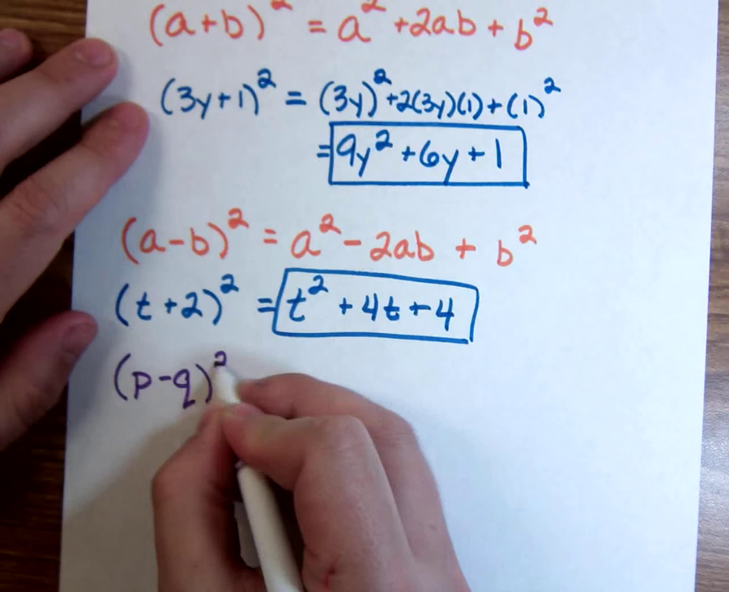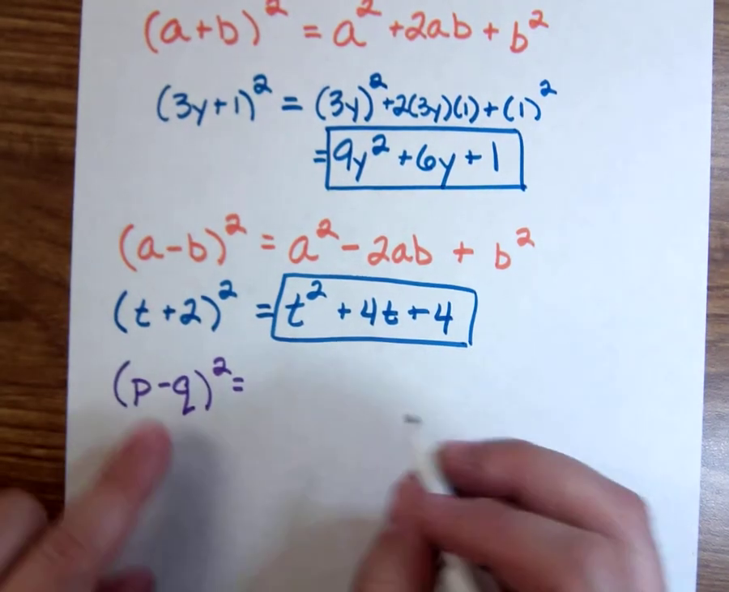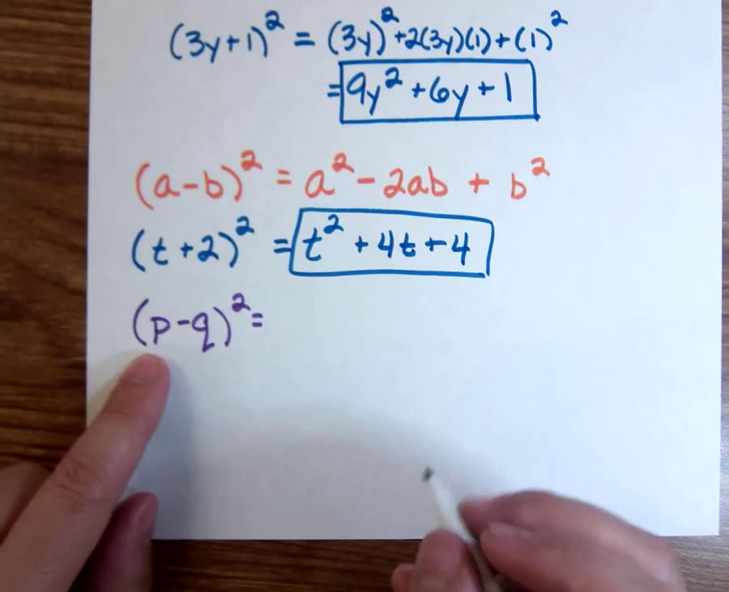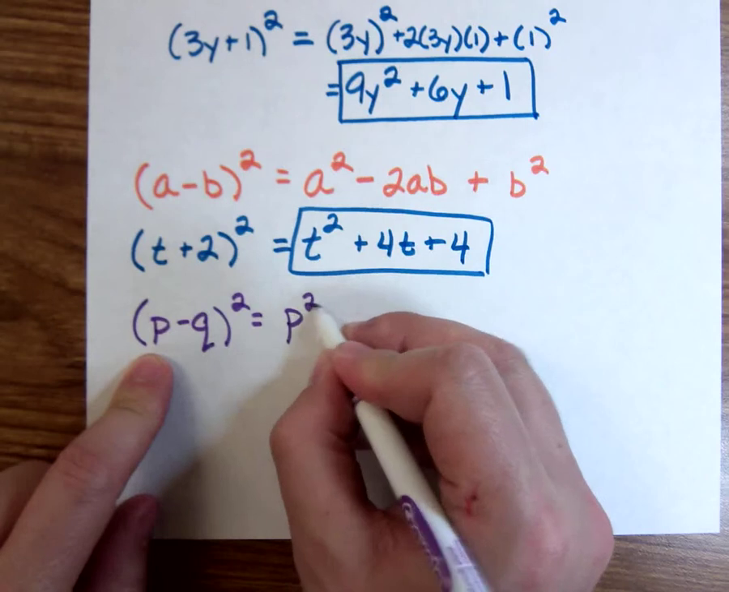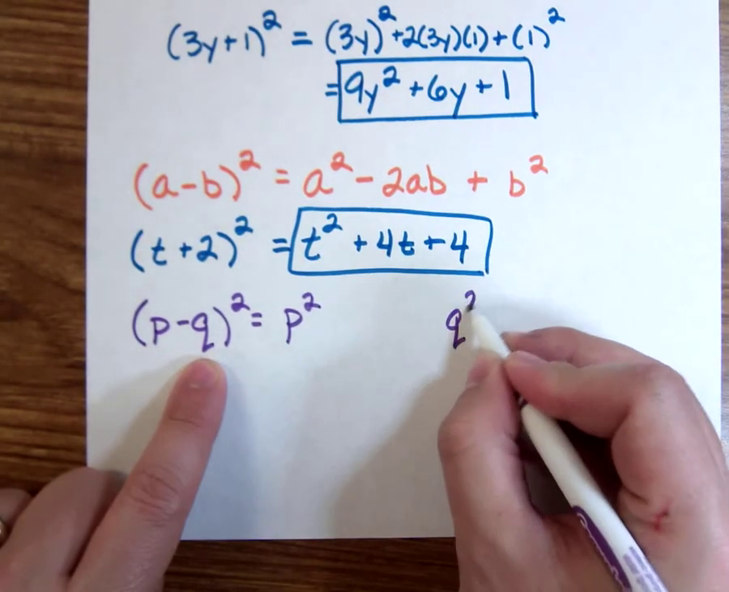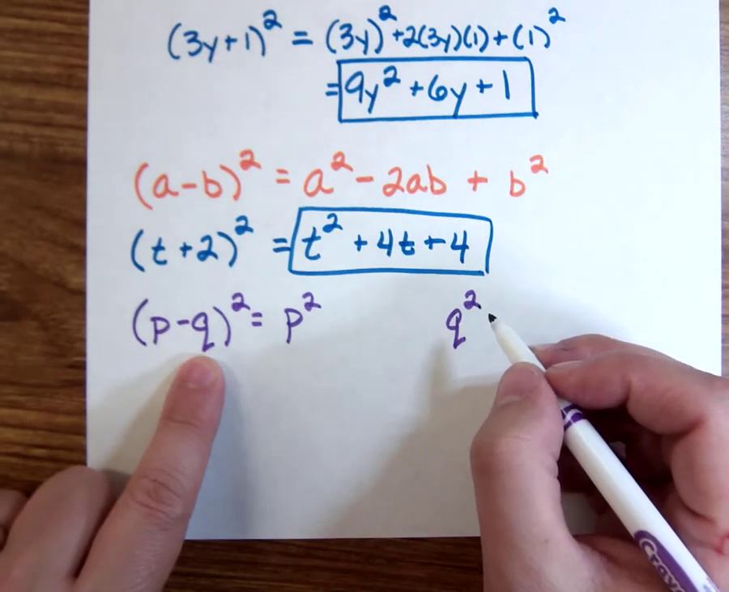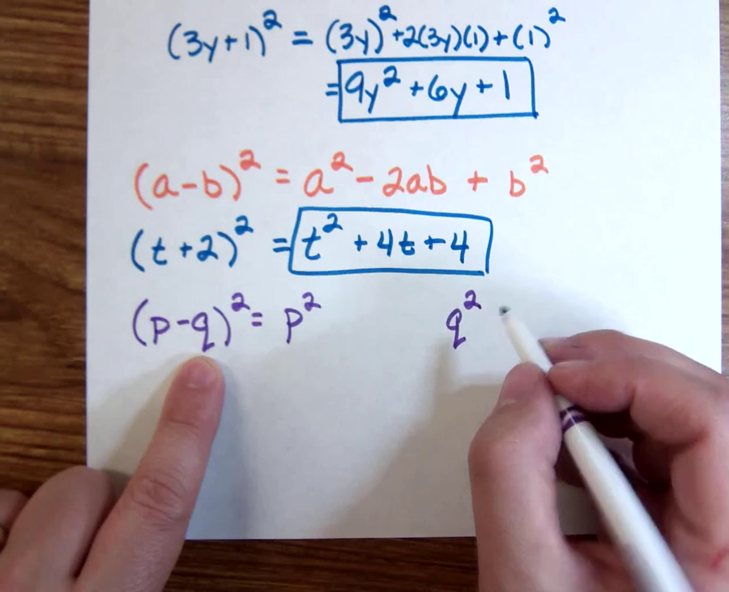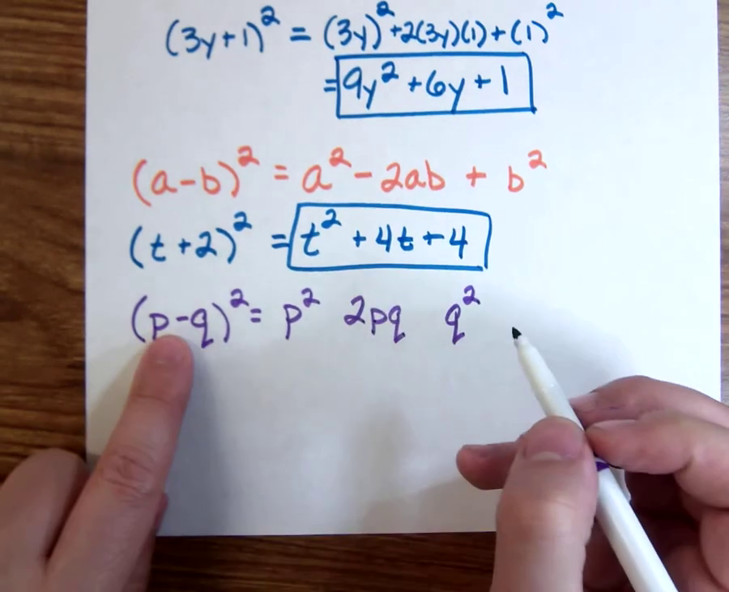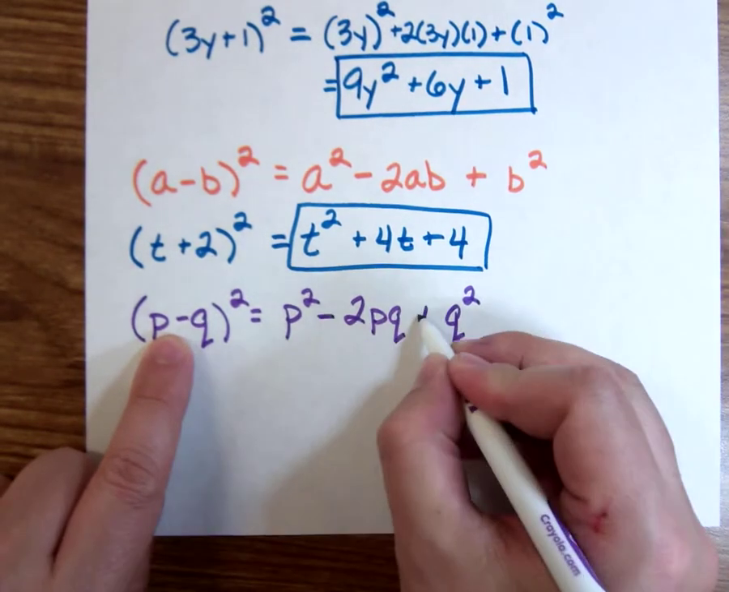Let's do a minus one. Here's our shortcut. Square the first thing. P squared. Square the last thing. Q squared. And then the middle, first times last, times 2. 2pq. And because this was a minus sign, instead of doing plus plus, it's minus plus.